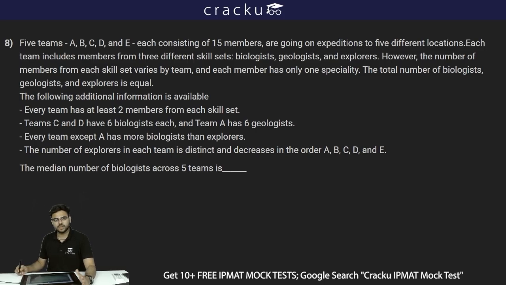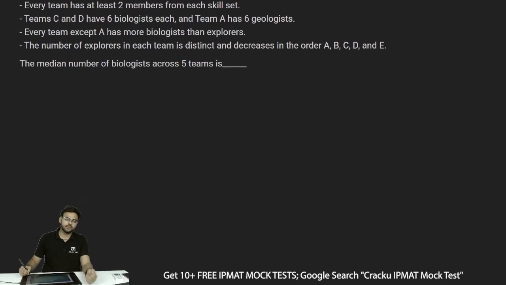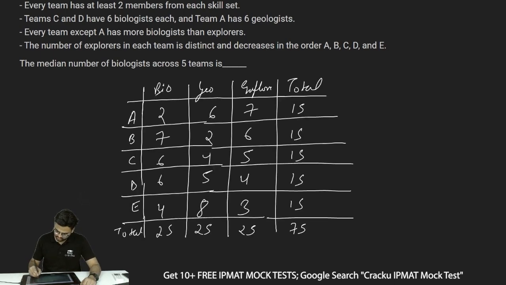Now the next question is again the repeat question of the set which we have already discussed. So what we'll do, we'll again copy the table. I am not solving it in detail because I've already solved it. This is my table, A, B, C, D, E, 5 teams, and all have 3 divisions, which is 3 specialists: biologists, geologists, and explorers. We have already drawn this table in one of the previous questions, so we are just copying the table.